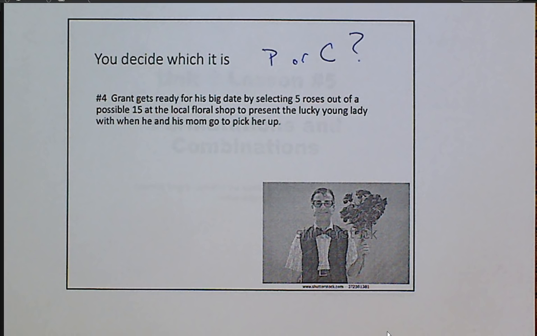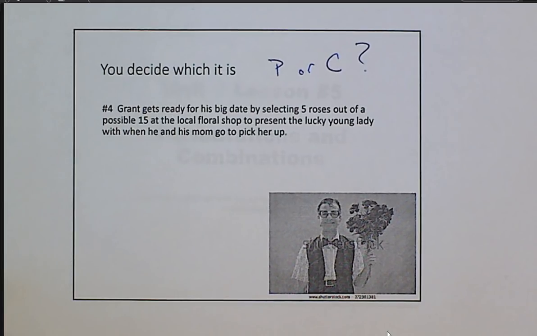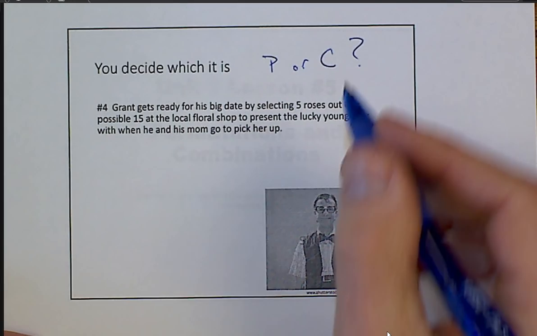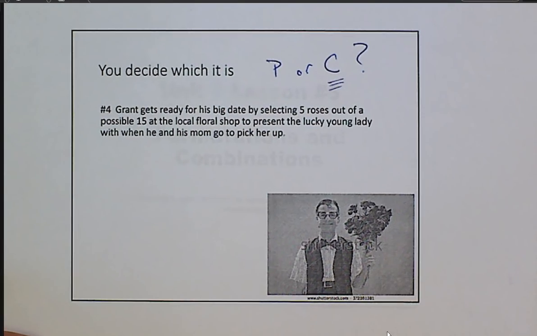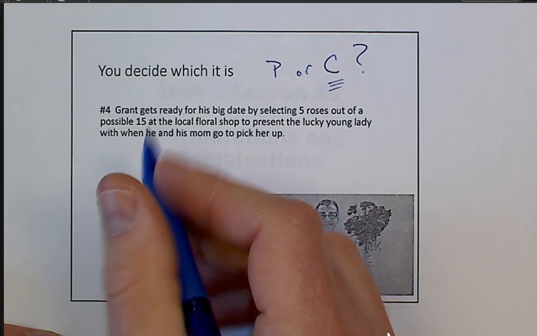Now, some of these questions can get a little sticky. You can overthink this and say, well, the order would matter here, I have a specific order. So don't read too much into it. We're just selecting 5 roses, so it really doesn't matter what roses we pick first. We're just picking 5 out of the possible 15. So that's going to be a combination.